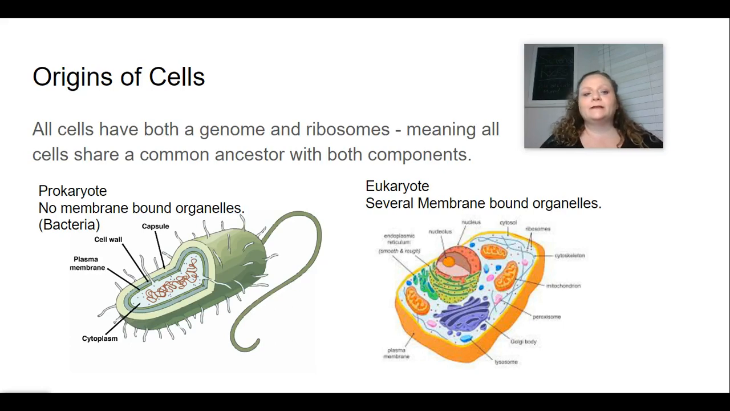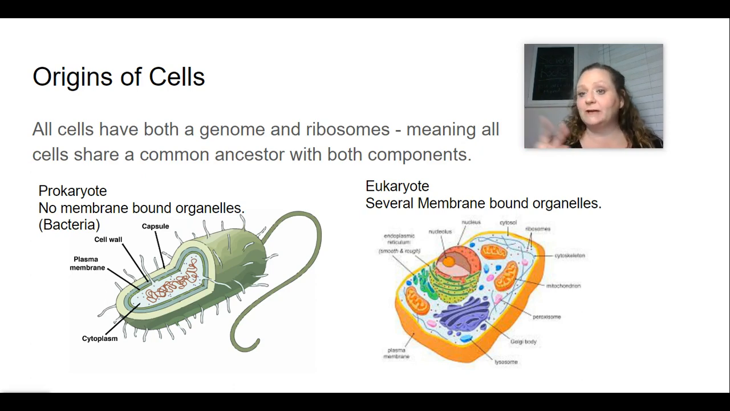To begin, cells are believed to have all come from a common ancestor. And we believe this because all cells have both a genome, some type of DNA, and they all have ribosomes. Every cell has ribosomes. So that's why we think that cells probably share a common ancestor that had both components.